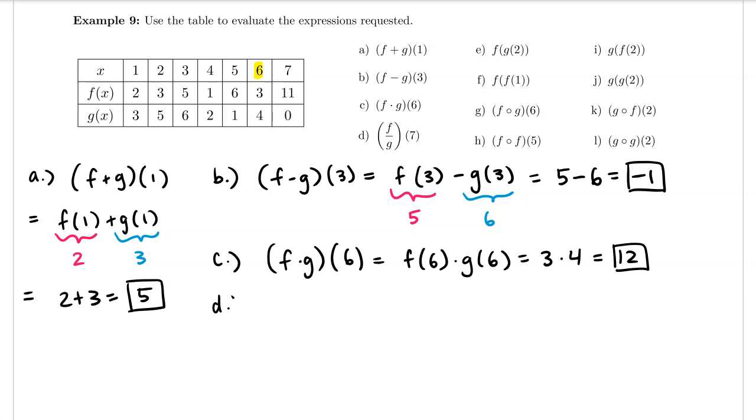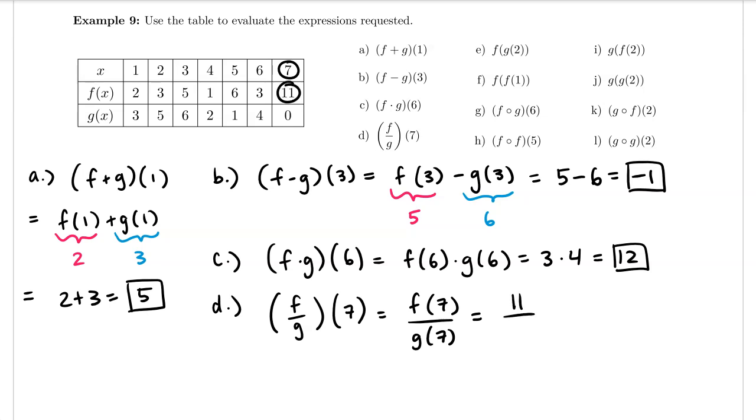Part D, we have f over g of 7. This is the same thing as f of 7 divided by g of 7, as long as g of 7 is not 0. So let's see. Here's x equals 7, f of 7 is 11, and then g of 7 is 0. Oh look, this is undefined because we cannot divide by 0.